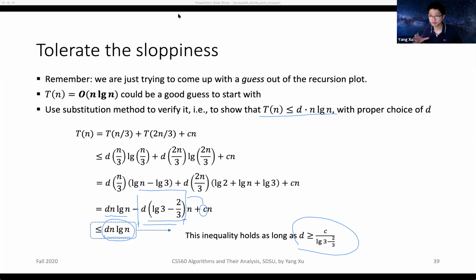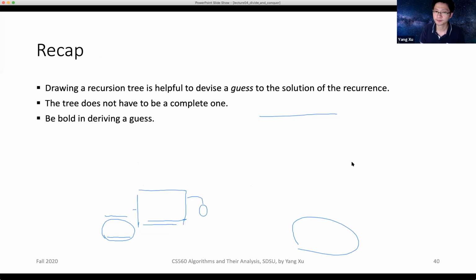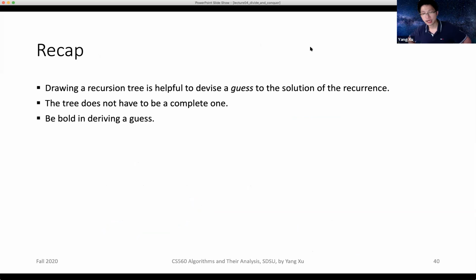But we see some good sign, right? We can find the d that helps start the first step of the mathematical induction. Okay, and if you do the complete steps for the mathematical induction, we will see that it is true. The big O of n times logarithm of n is actually a valid upper bound for the original recurrence. Okay. All right. I would like to recap a little bit and start the next topic.